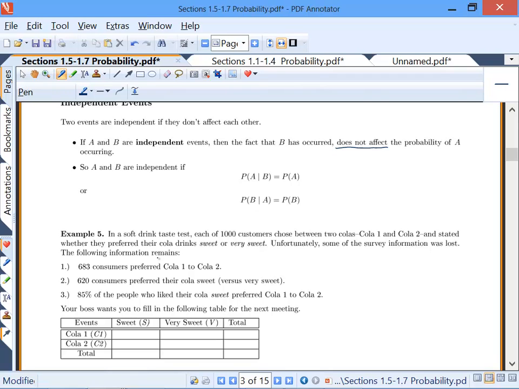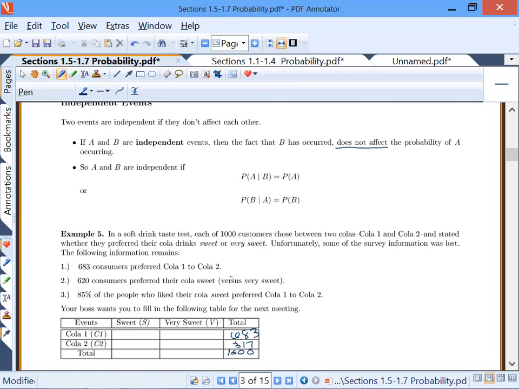So, where do you think that might go in this table? Okay, a total, and for what thing? Okay, so the first row for cola 1, the total number of people that liked cola 1 was 683. And our grand total was 1,000. So if you know that 683 people liked cola 1, how many people liked cola 2? Okay. 317. Because they have to add up to 1,000.